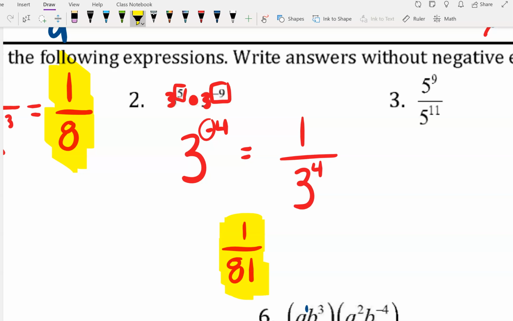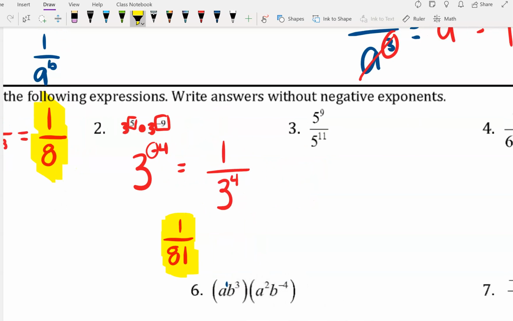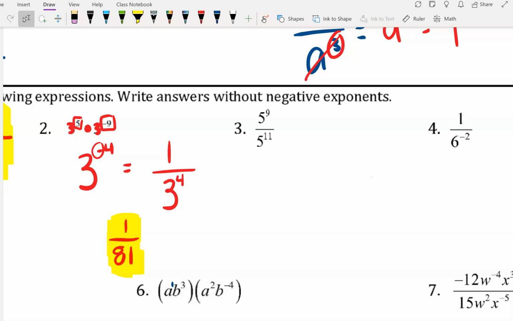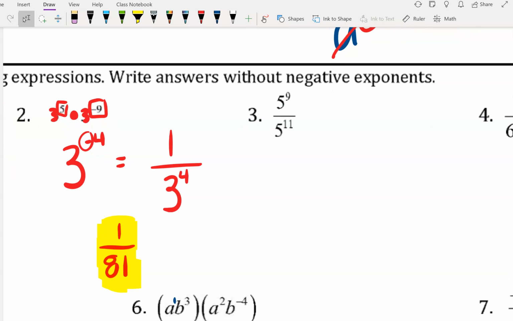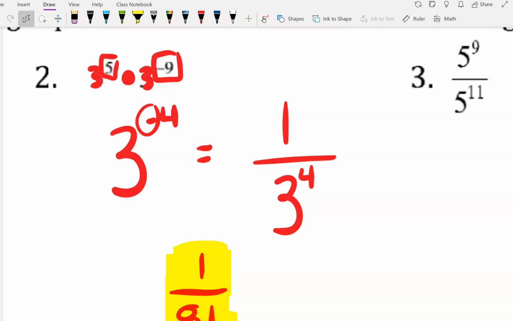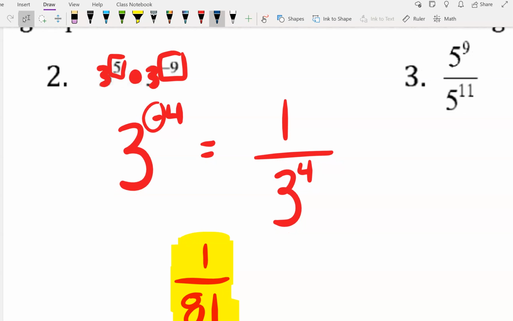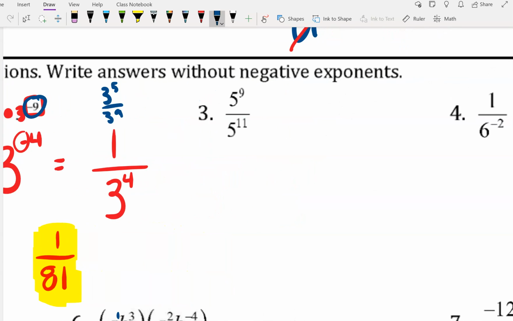And again, don't forget you can use calculators on these things if you need help with the multiplying. That was one way to do this one. There are also other ways you could do it. If you wanted to, in the beginning you could have left 3 to the 5th on top of the fraction and flipped 3 to the 9th to the bottom of the fraction to get rid of the negative. And then do your exponent rules: subtract 9 minus 5 is 4, and we get 3 to the 4th on the bottom. So that's another way you could have done that one.